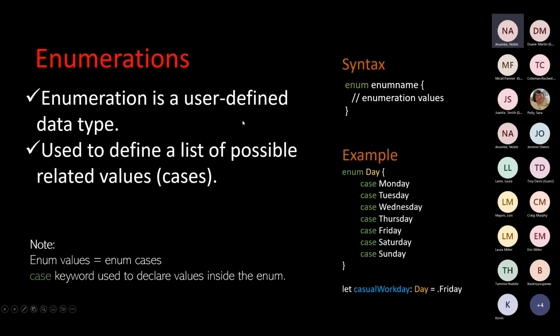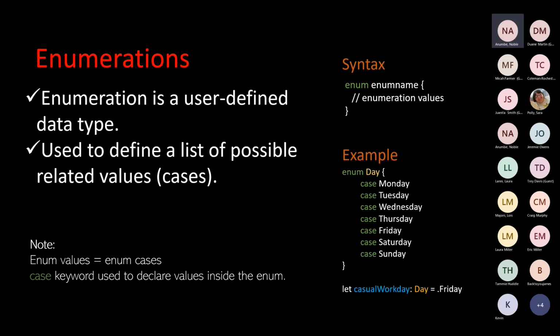So it's usually a user-defined data type, which is why, in our grouping, you saw the user-defined thing. It's used to define a list of possible related values, and those values, we refer to them as cases. So days of the week is Monday to Sunday. We don't have any other thing, right?